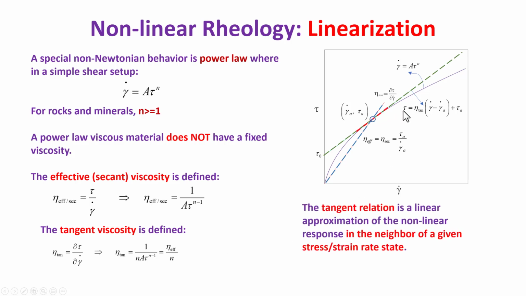Tangent linearization leads to a straight line that has an intercept at strain rate 0. As you can see, in the neighborhood of stress-strain rate domain, we can use this linear relationship to actually approximate the nonlinear relationship. That is the idea of linearization.